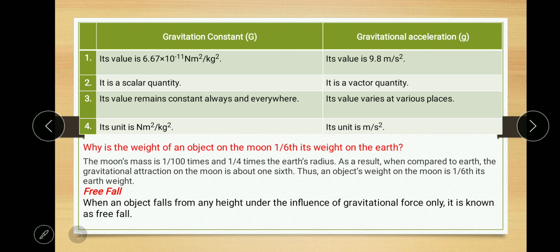What is free fall? When an object falls from any height under the influence of gravitational force only, there will be no friction and no other force. It is known as free fall.